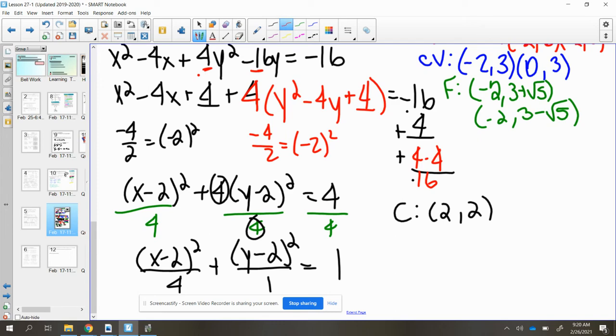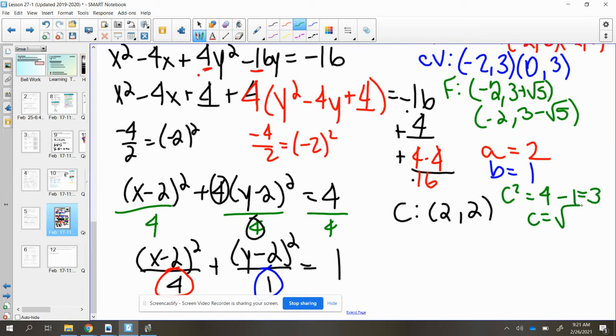And if we check out our parameters, a this time is underneath our x values. So a squared is 4, a is going to be 2, b squared is under the y's, it's going to be 1, and we square root 1. And then c squared is a squared minus b squared, so 3, aka c is the square root of that.